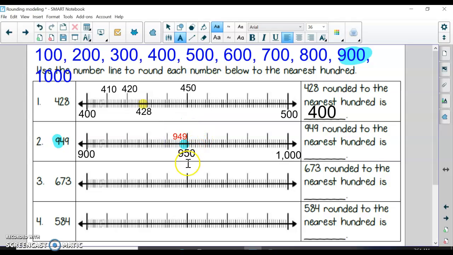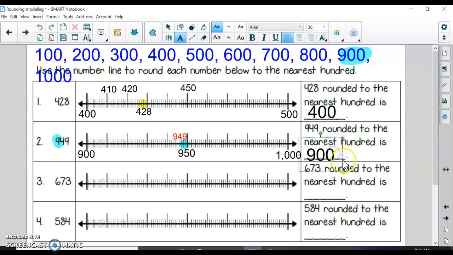So this is a tricky one. It's so close to 950. If it were greater than 950, then I would round this number to 1,000. But it's actually less than 950. So because it's less, we would say it's closer to 900. So 949 rounds to 900.